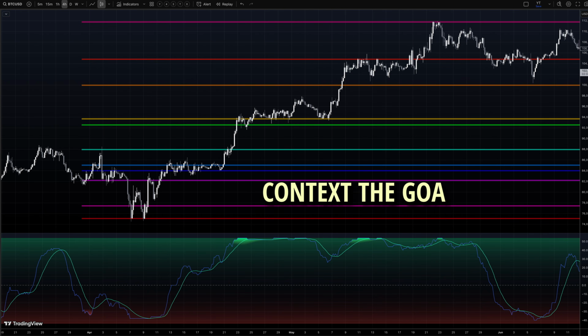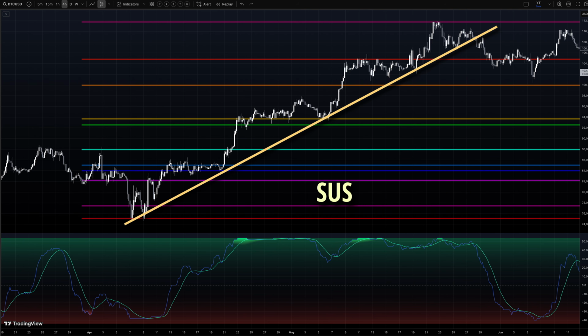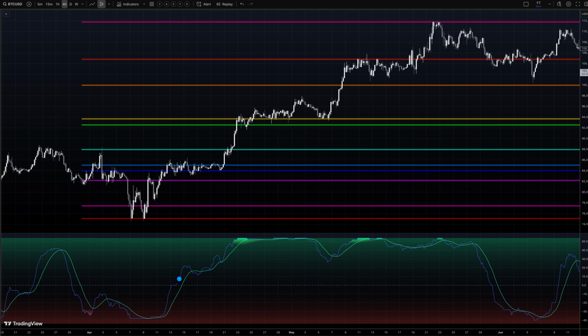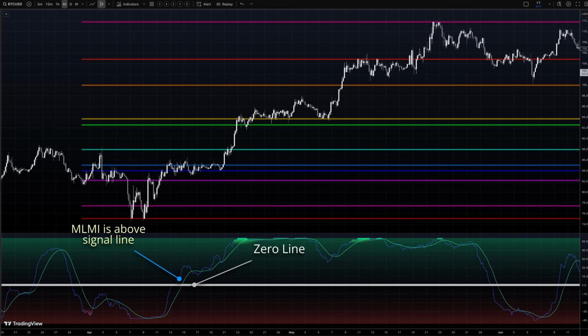In a trend-following context, the goal is to align with sustained directional movement while minimizing exposure to temporary pullbacks or consolidations. This strategy begins by using MLMI to confirm momentum alignment. The key condition for a valid setup is for MLMI to be above its signal line and moving above the zero level in an uptrend, or below both in a downtrend.